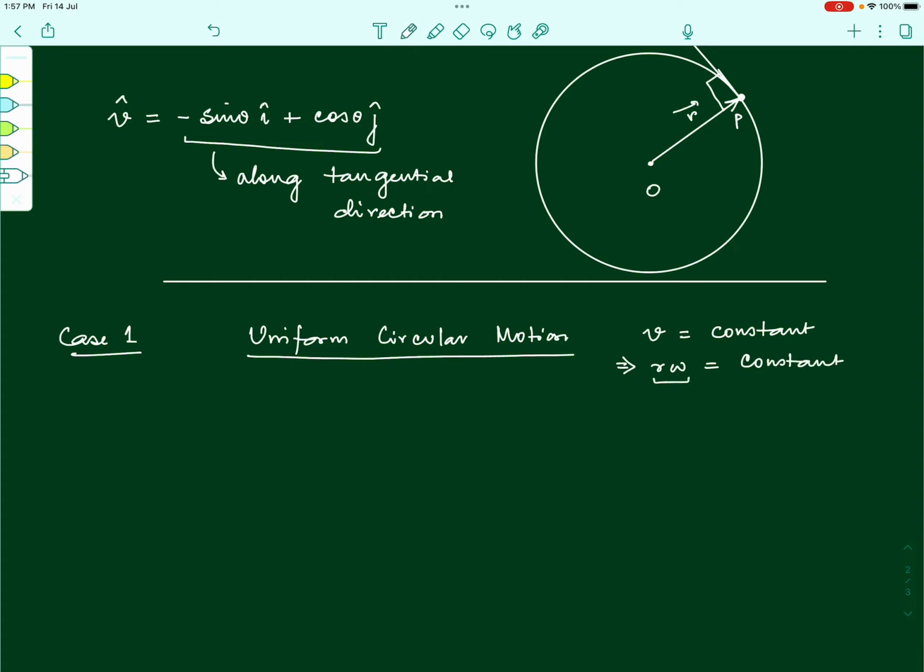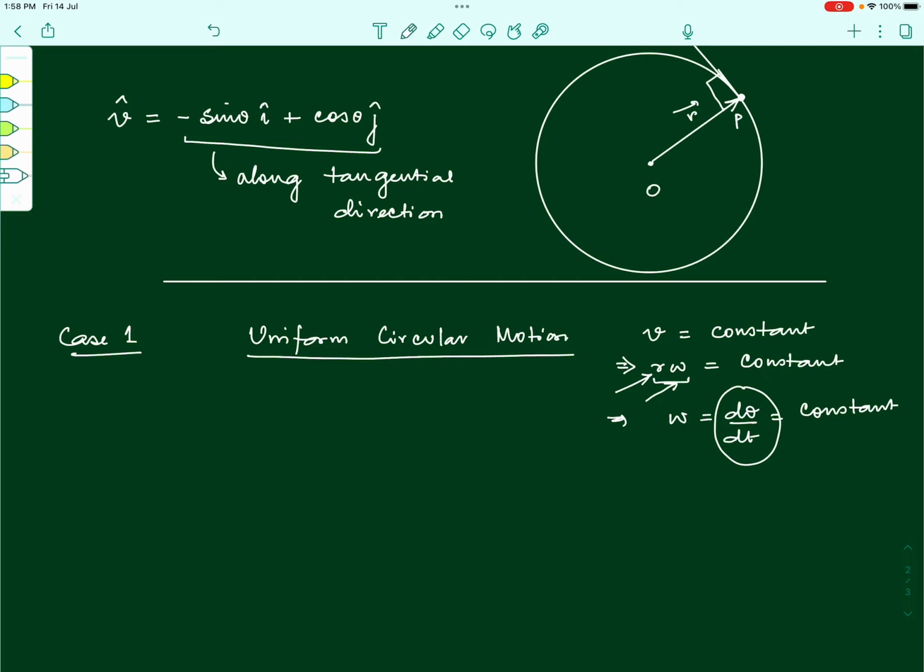Out of r and omega, r anyway is a constant. The radius of the circular path is never changing. That means omega is also a constant, right? Omega, which we know as d theta by dt, the rate at which the angle changes, is a constant. So the angle theta changes at a constant rate. Equal angles are covered in equal intervals of time.